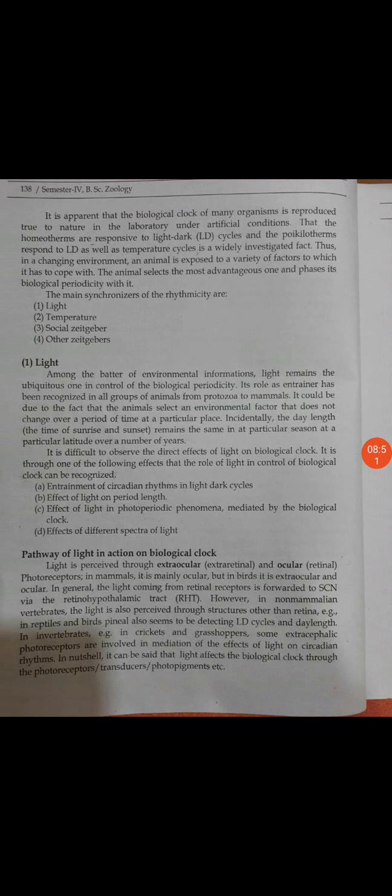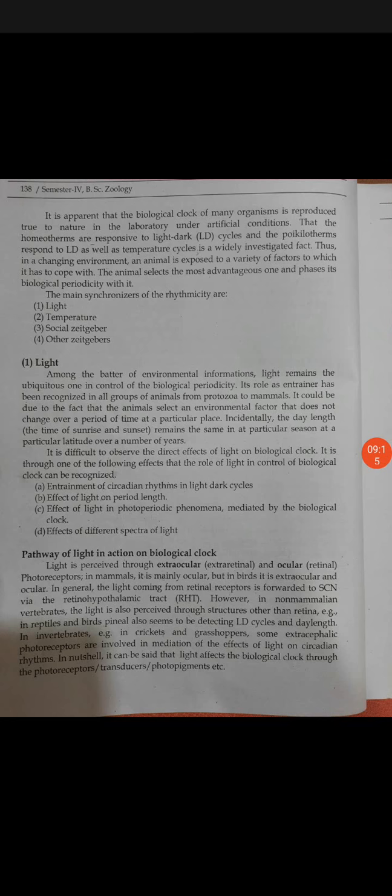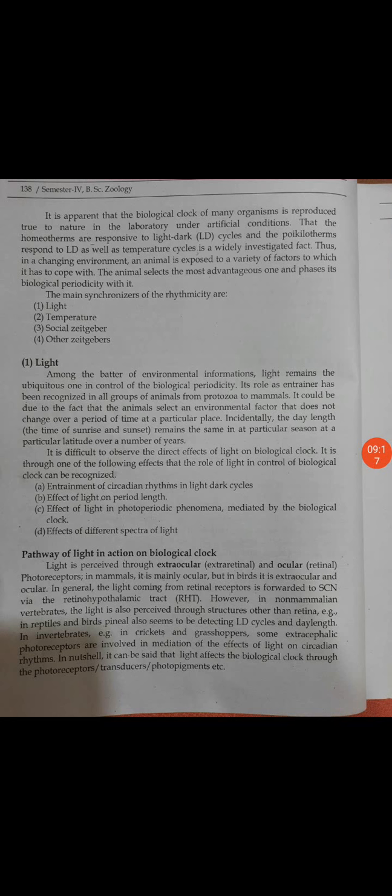So it is apparent that the biological clock of many organisms is reproduced true to nature in the laboratory under artificial conditions. That homeotherms are responsive to light and dark cycles, and poikilotherms respond to light and dark as well as temperature cycles, is a widely investigated fact. So naturally, as I have explained, reptiles respond to light and dark, and to temperature also.